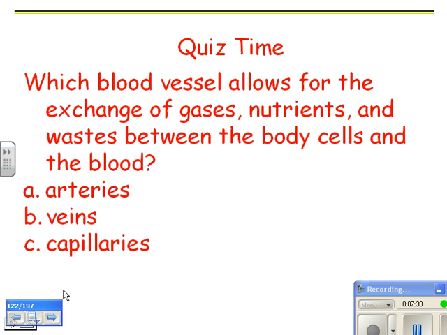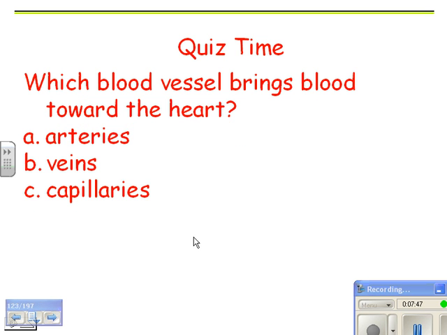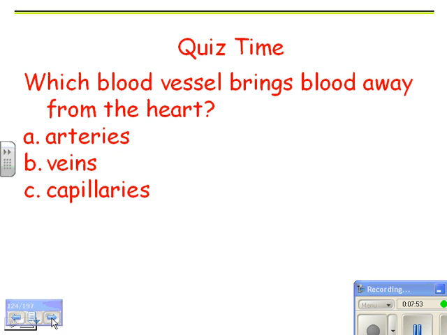Quiz time. Which blood vessel allows for the exchange of gases, nutrients, and waste between the blood and the body cells? Between the body cells and the blood. So pause this and think of it, and I'm going to give you the answer right now. So the exchange would be those tiny little ones, which are capillaries. Which blood vessel brings blood toward the heart? Well, that's not an A, so that must be veins. Which blood vessel brings blood away from the heart? And that's an A, so it must be arteries.